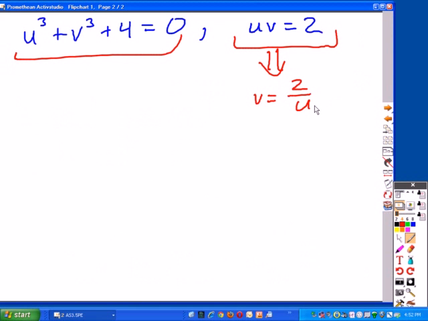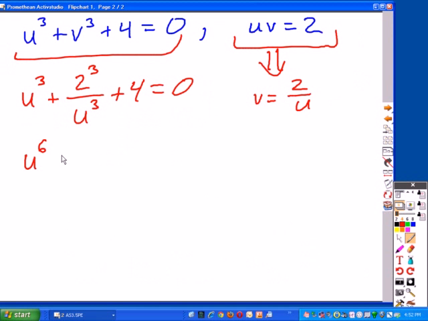And when we do that, and then we substitute it into the other equation, what we get is u to the third plus 2 to the third over u to the third plus 4 equals 0. If we multiply through by u to the third power, this becomes u to the sixth plus, keeping it in order of degree, 4u to the third plus 8 equals 0.